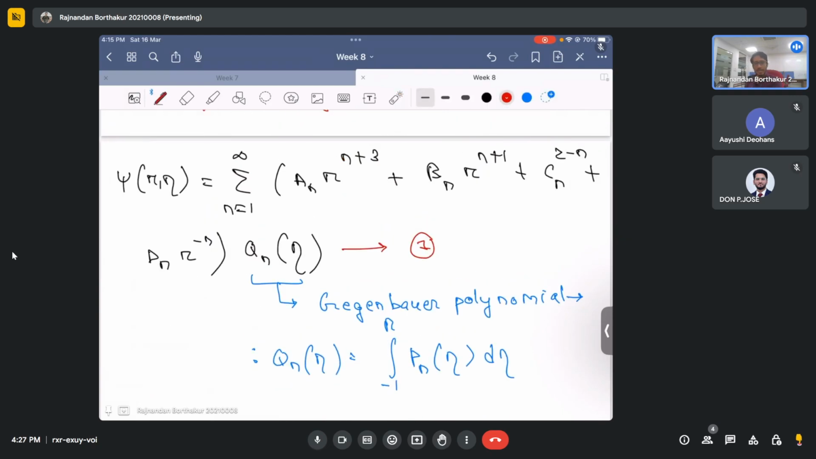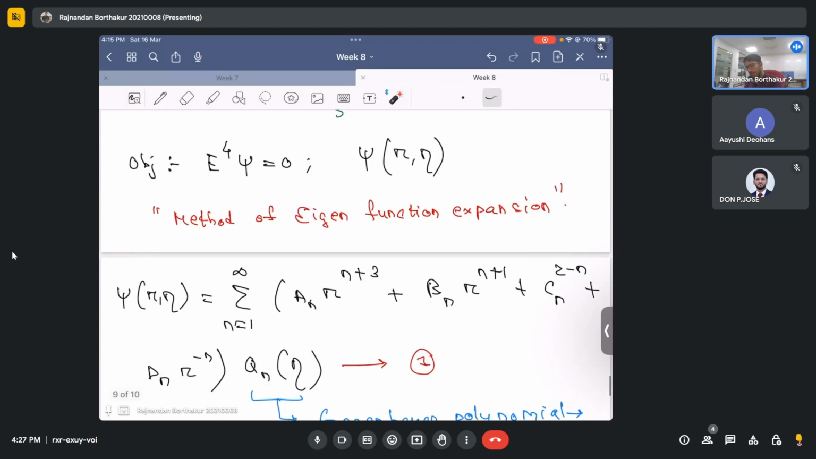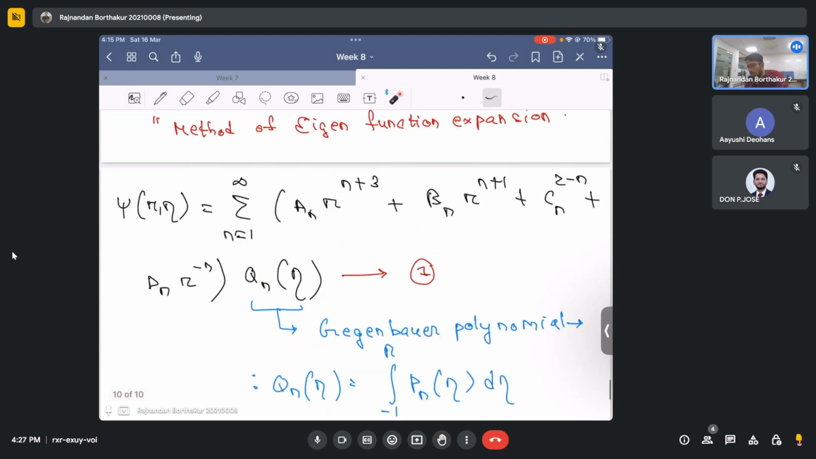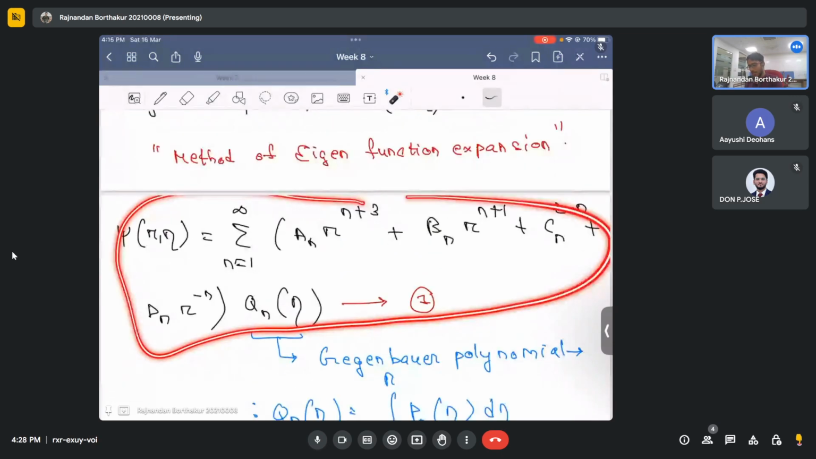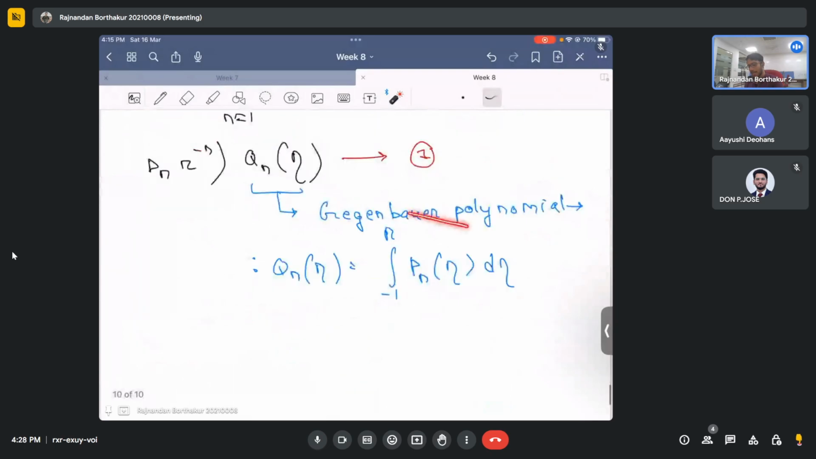But at this point of time, in the interest of this class, we will just say that if the stream function satisfies this biharmonic equation, our solution to this equation is a known form, which is basically something like this, where these Qn's are nothing but the Gegenbauer polynomials. For instance, you can see that once you know the Legendre polynomials at each and every order, if you integrate this from -1 to eta, you will get the Gegenbauer polynomial.